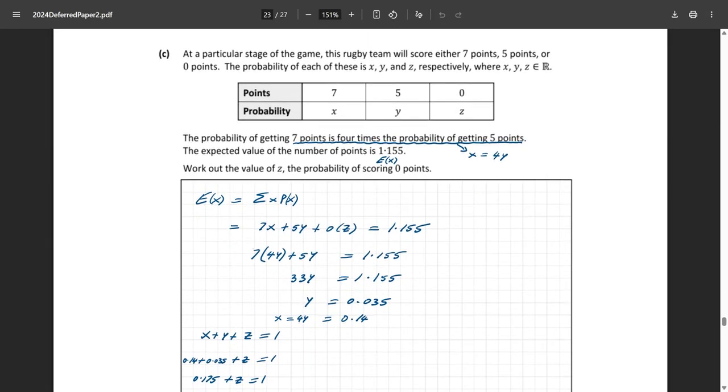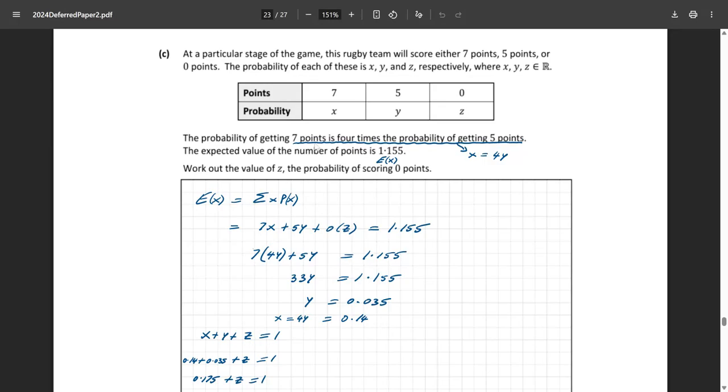Part C. What we've got here is a table with points and the probability of getting those points in the next row. And the probabilities are given to us in terms of X, Y, and Z. Now we're looking for the expected outcome. So if you keep playing this game, what's the average outcome that you're going to expect, basically. So that's this formula here.